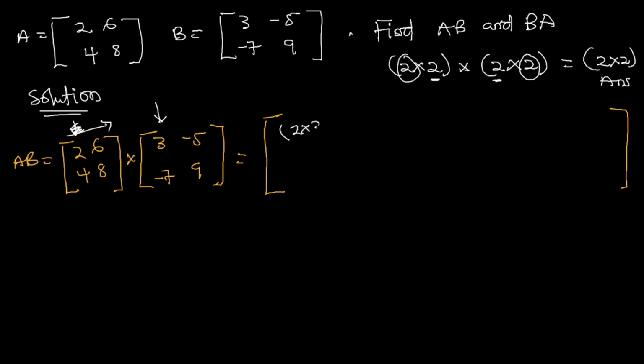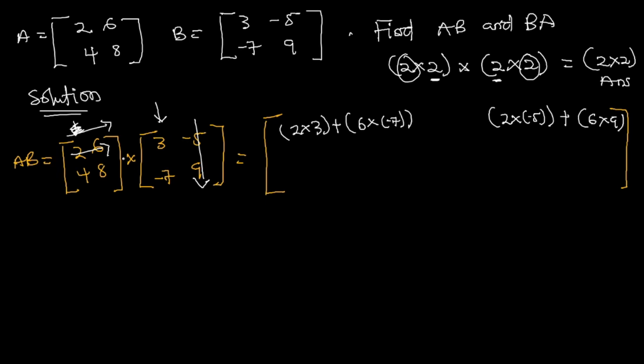So we have 2 multiplied by 3, plus the 6 multiplying the negative 7, so 6 multiplied by negative 7. Then we use the same row to multiply the second column. The 2 will multiply the negative 5, and the 6 will multiply the 9, and then we add them. So we have 2 multiplied by negative 5, plus 6 multiplied by 9.